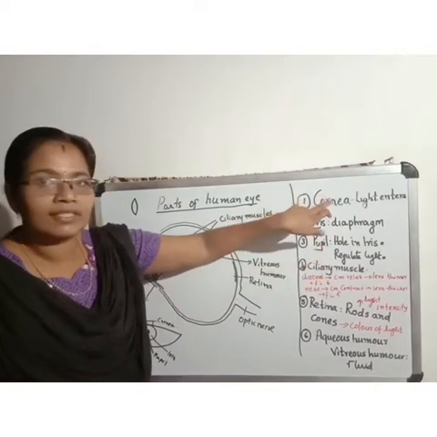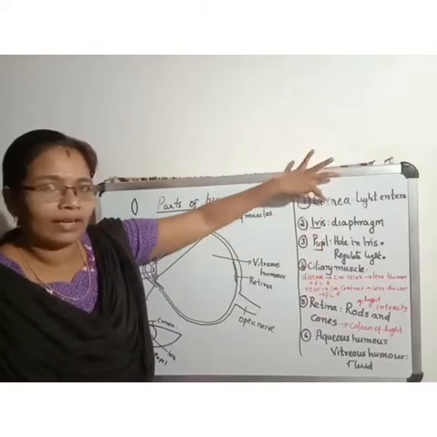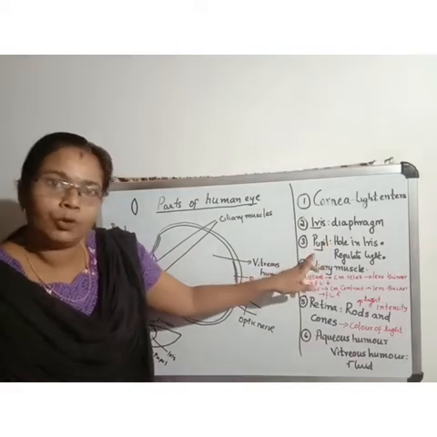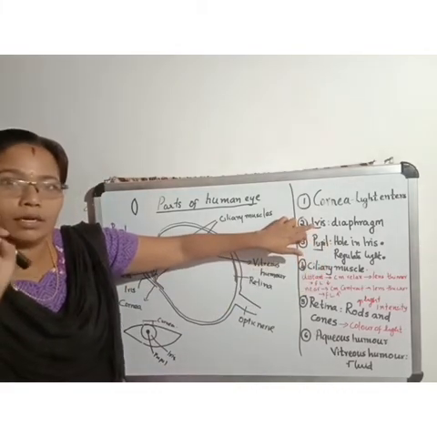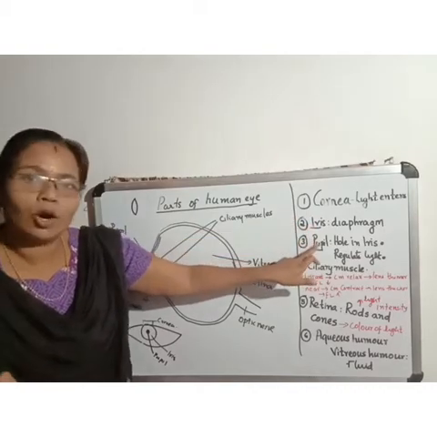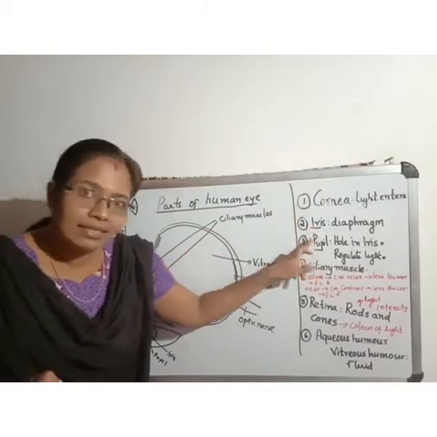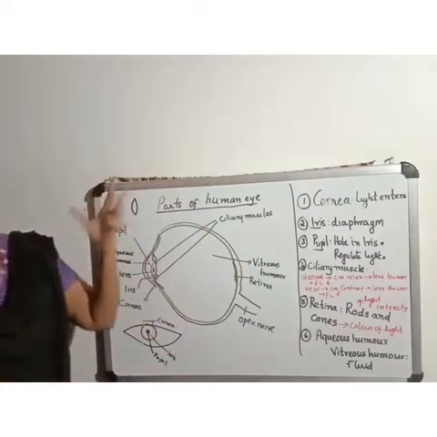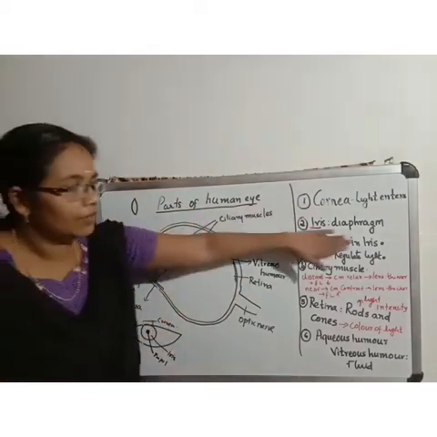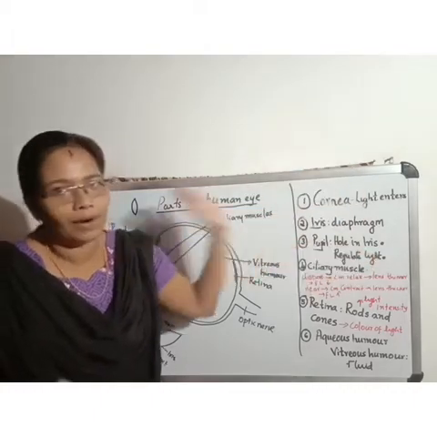So we already studied three parts: cornea, iris and pupil. The iris has a small hole which is called the pupil, and it is this pupil which decides how much light enters into our eyes. So we've studied all these three parts.